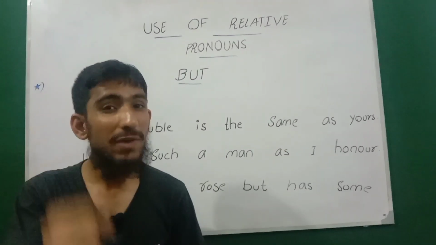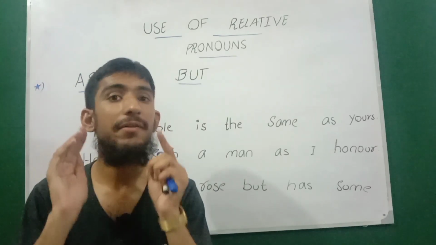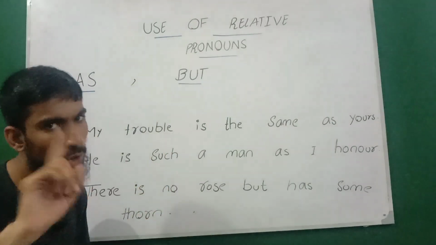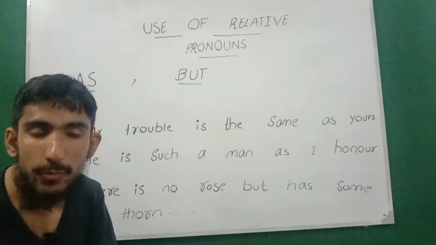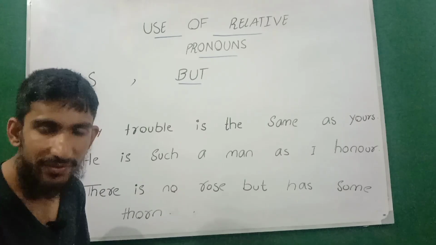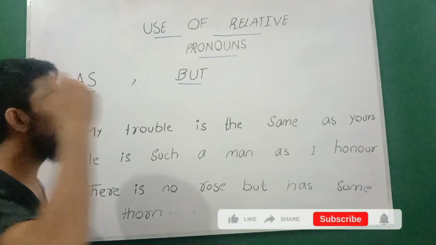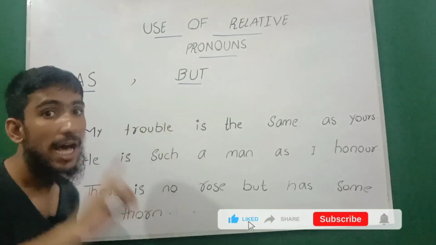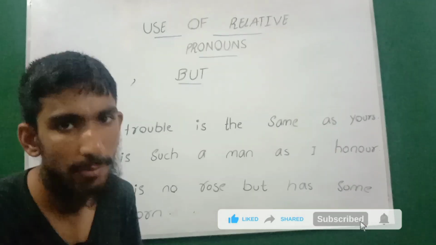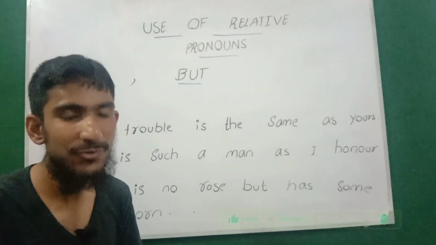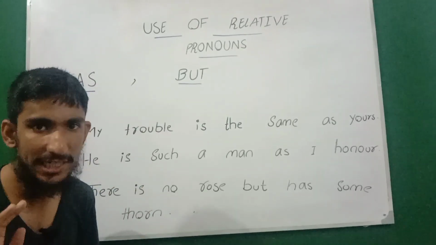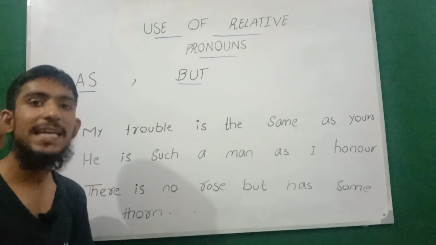Viewers, now we will discuss some older relative pronouns, which are as and but. They are not used as relative pronouns now in English grammar. But to give you some information, I told you that as and but were used as relative pronouns in older English grammar. There is no use of the relative pronouns as and but in modern English grammar.